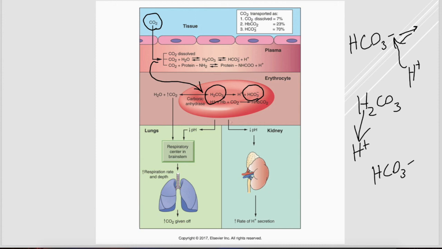There are some other things going on that we'll talk about later, but basically, once this gets back to the lungs, this reaction in the red blood cell actually reverses. CO2 is released from that red blood cell, and you exhale it. So really important buffer system. Don't worry about the details now because we're going to learn the details later.